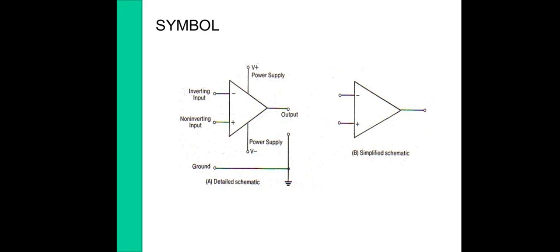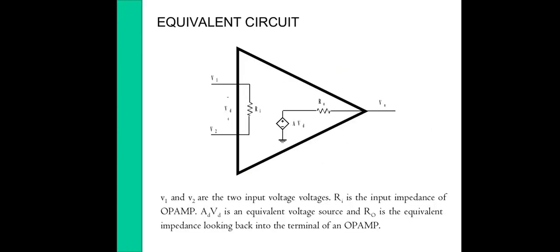Symbol of the IC: the negative terminal is given as the inverting input and the positive is given as the non-inverting input. V plus is the power supply, V minus is the other power supply, and VO is the output of the given amplifier.